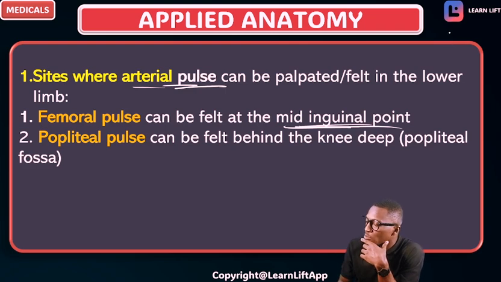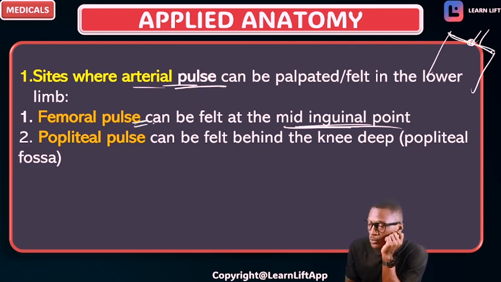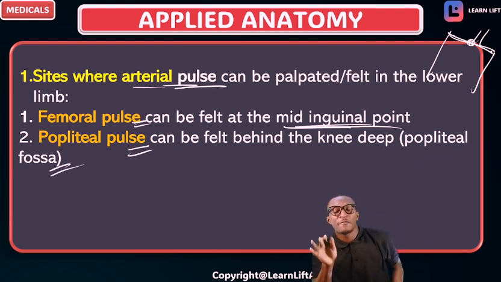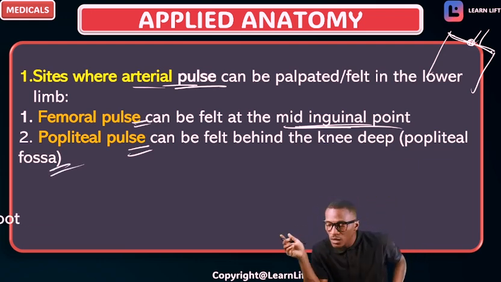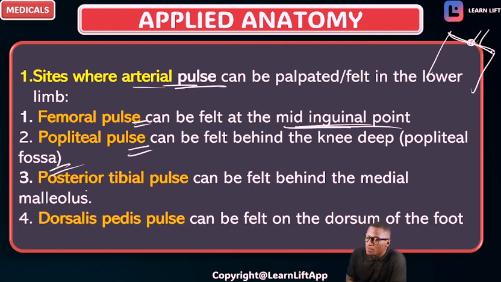We'll talk about that, right? Look at it. We said this point is called the mid-inguinal point. This is the inguinal ligament. So we can feel the femoral pulse. We can also feel the popliteal pulse at the popliteal fossa. Number three, we can also feel the posterior tibial pulse. You find the posterior tibial pulse where the posterior tibial artery bifurcates, and we say it's at the medial malleolus. And we can also feel the dorsalis pedis pulse, of course, where it supplies the dorsum of the foot, so at the dorsum of the foot.